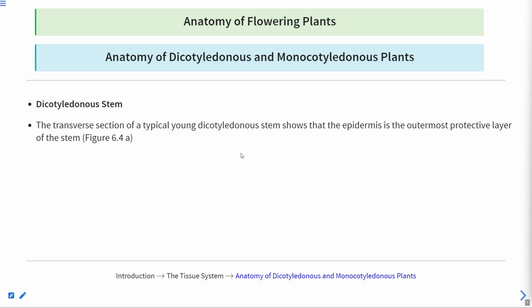Now, the transverse section of a typical young dicotyledonous stem shows the epidermis as the outermost protective layer of the stem. I have already told you that if you see any organ of a dicotyledonous or monocotyledonous plant, the outer surface is made up of the epidermal tissue. Okay, there is an epidermal tissue system. We have already talked about it. So the epidermal tissue is made up of the epidermis layer. So here also, in the transverse section, you see the outer surface is made up of epidermal cells.